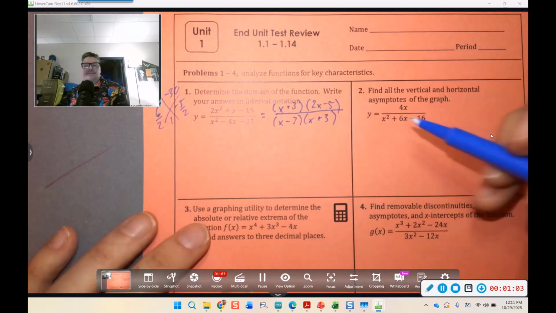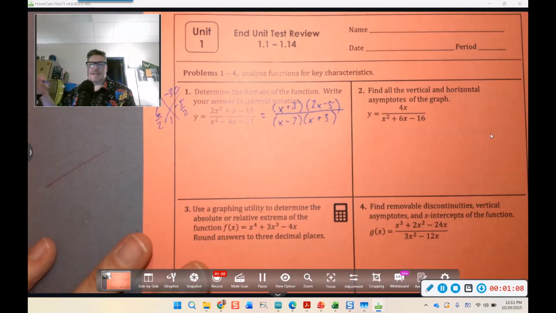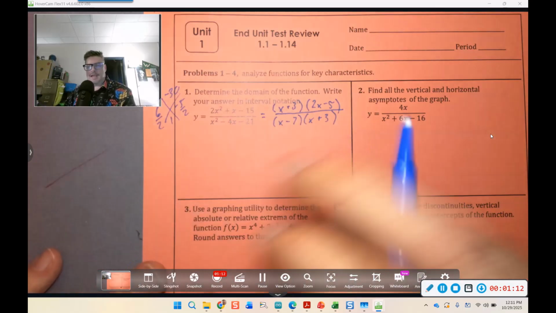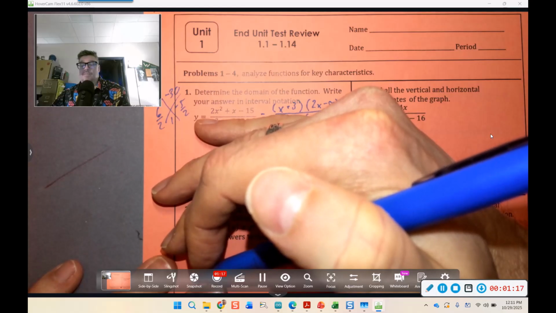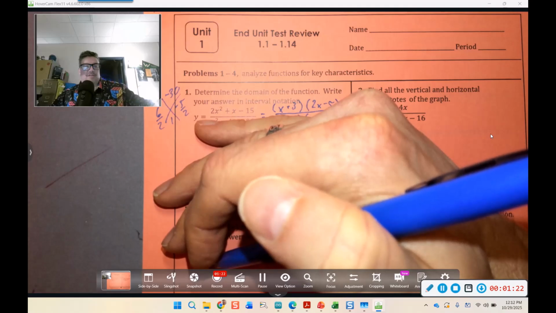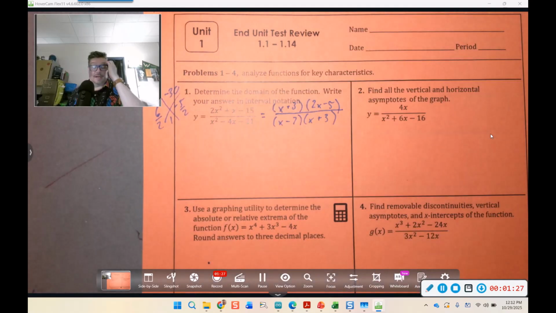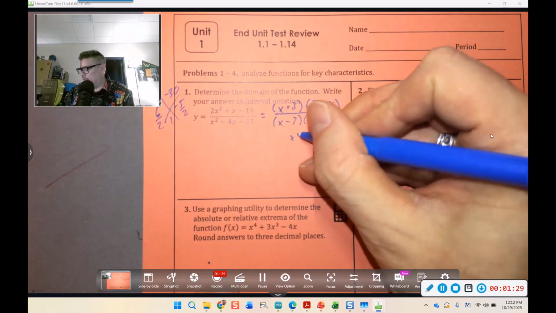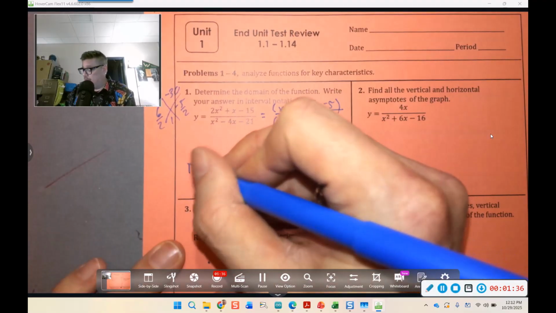Now all of this is really just pointing at the denominator. The denominator poses all of the threats to your domain. Any other time, this would be a polynomial, which is beautiful to work with because there are no breaks or problems in the entire domain from negative infinity all the way to positive infinity. But you cannot equal 7 and you cannot equal negative 3.